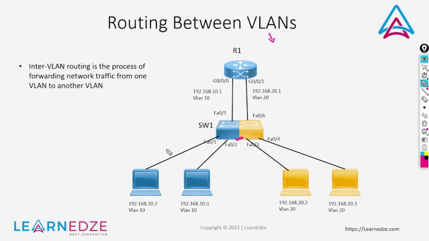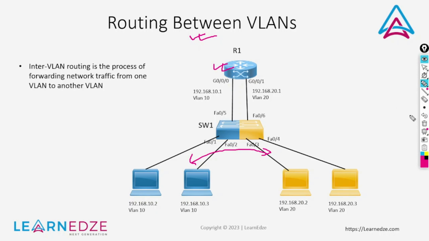Here two VLANs are there, VLAN 10 and VLAN 20. These yellow color PCs are in VLAN 20 and these blue color PCs are in VLAN 10. Those PCs which are in VLAN 10 cannot communicate or transfer network traffic from VLAN 10 to VLAN 20. When we forward the traffic between two different VLANs by using a layer 3 device, this is called routing between VLANs, or you can say inter-VLAN routing.